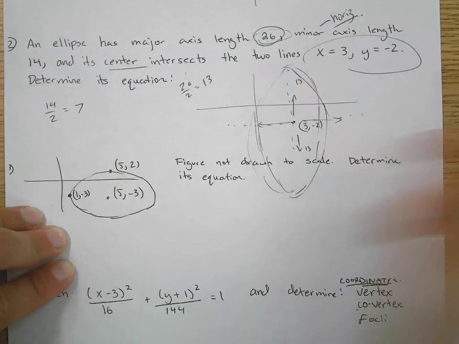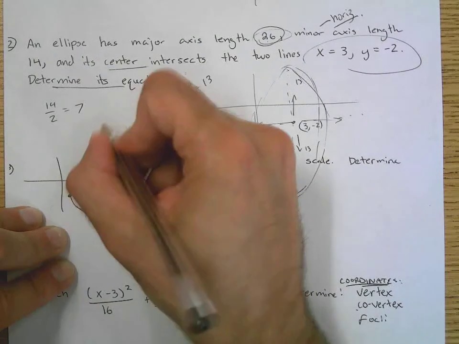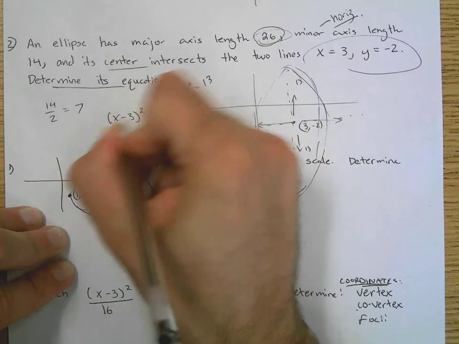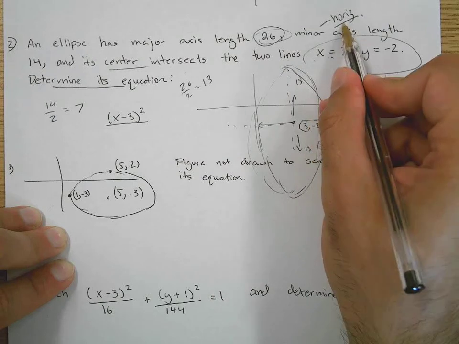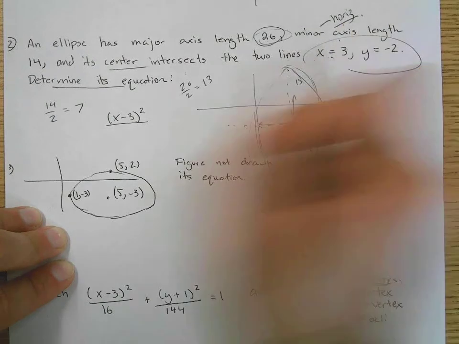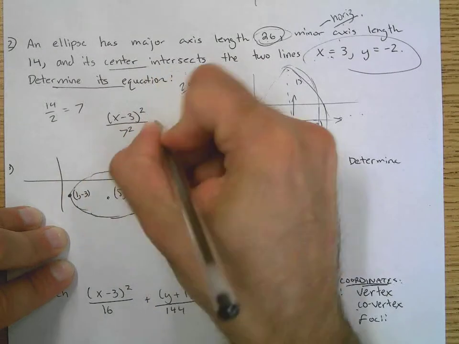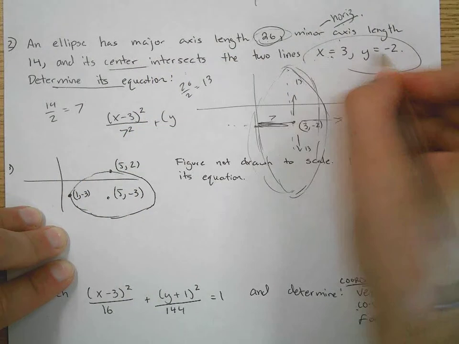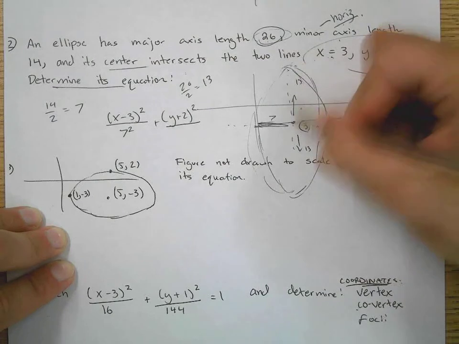So I know that it's going to be x minus 3 squared. And since the x, right, is the horizontal, and that's the minor length, this distance is 7, so 7 squared, plus y plus 2 squared over 13, right? 13 squared is 1. There it is.